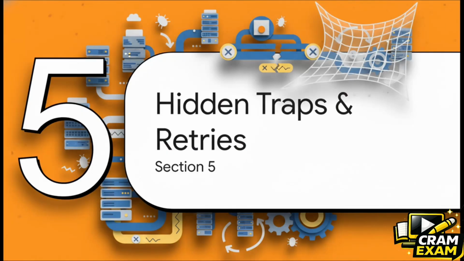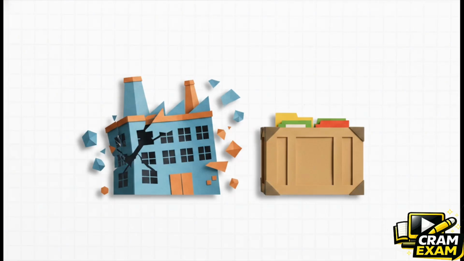All right, let's look at some very specific edge cases in Section 5, hidden traps and retries. For anyone taking the DVA-02 exam or just managing production infrastructure, you must know these scenarios. How does Lambda handle errors during execution? Well, if your code times out or crashes during the invoke phase, Lambda completely resets the execution environment. But here is the trick. It does not clear the local /tmp directory.